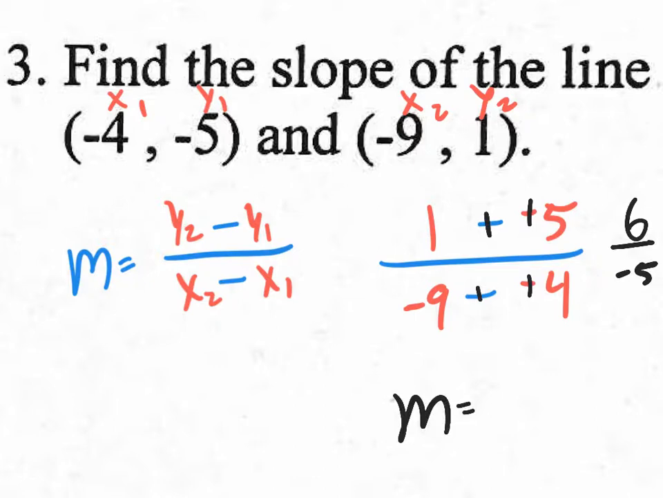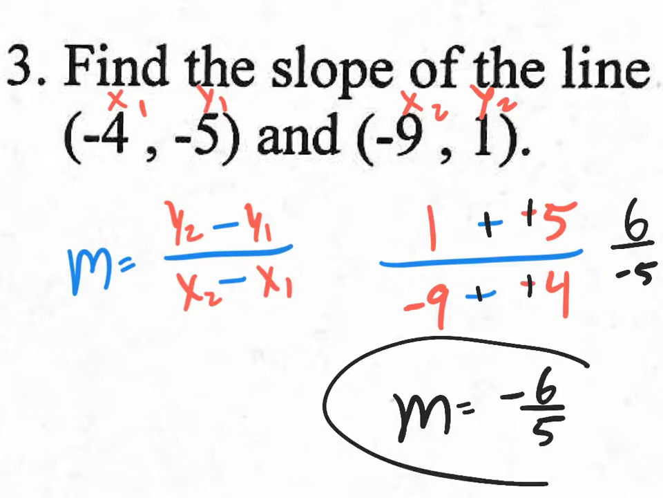So your slope is negative 6 over 5. I would not leave the negative on the bottom. I either put it up on the numerator to show a negative rise, or you could put that negative sign right in between, right where the fraction bar is at. So it's up to you.